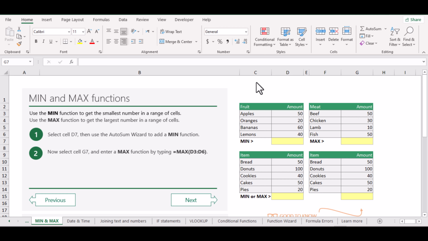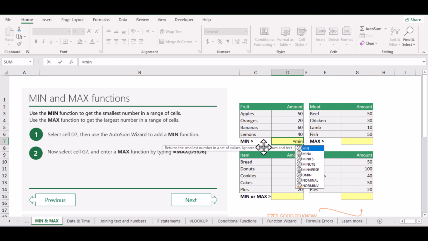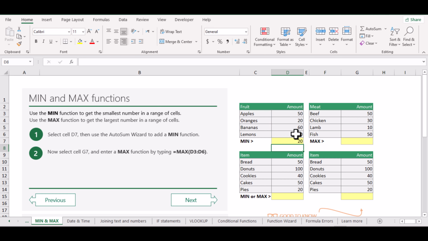Hello guys, welcome back. In this video, we will learn how to use the min and max function in Microsoft Excel. Let us get started with the min value. We use the min value to get the smallest number or the smallest value in a range of cells. Write min formula here. It gives us 20. 20 is the smallest number among all these numbers.